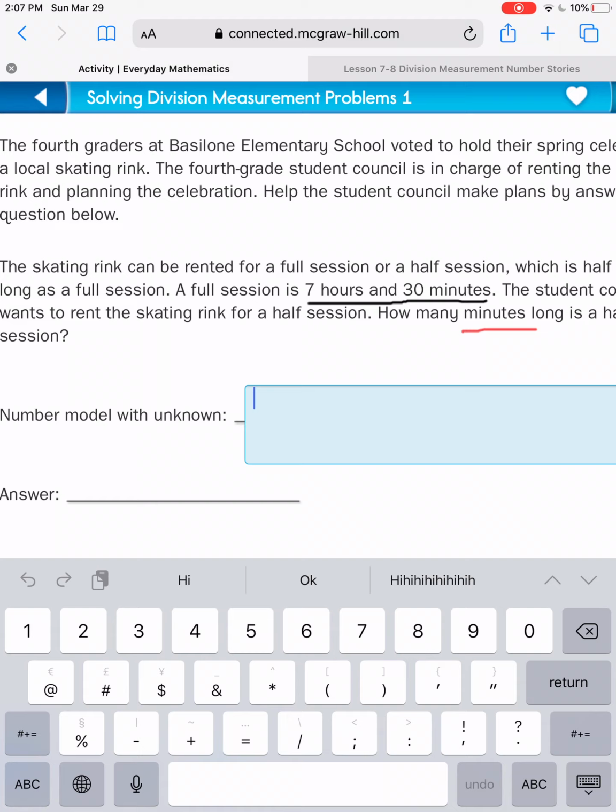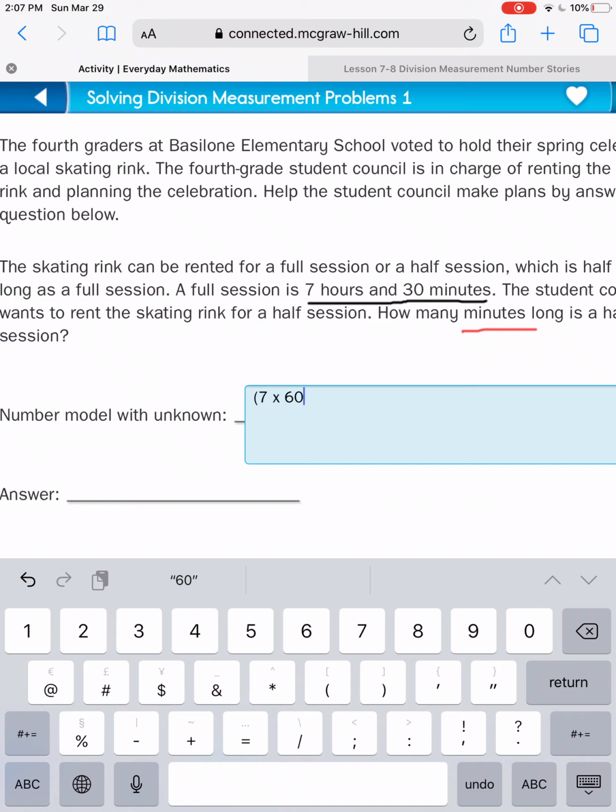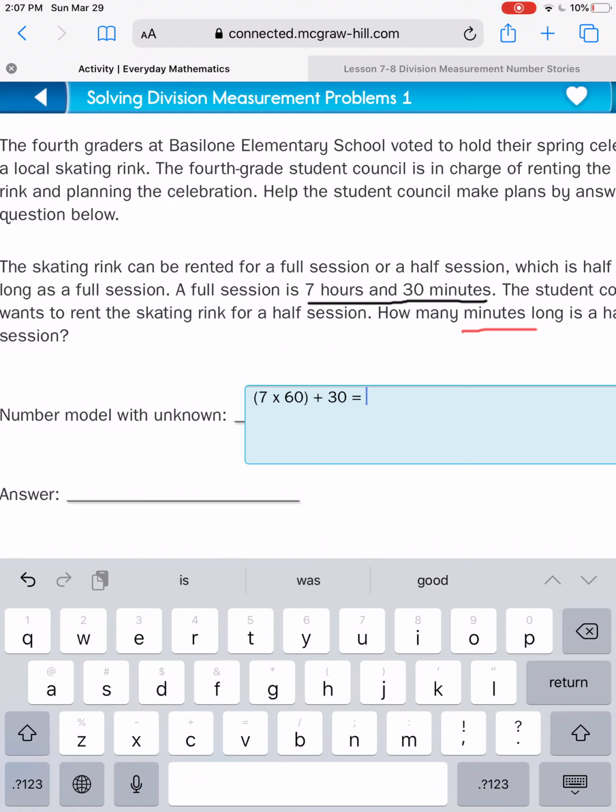So we're going to have to change 7 hours into minutes. To do so, we're going to multiply 7 times 60. And I'm going to put that in parentheses because that's what I'm going to need to do first. Then I'm going to add 30, because it's not just 7 hours, it's 7 hours and 30 minutes. That is the length of a full session. So that is going to give me my unknown for how many minutes a full session is.